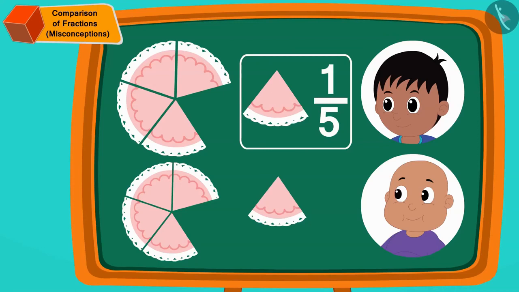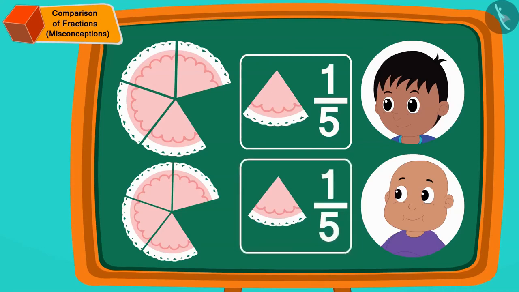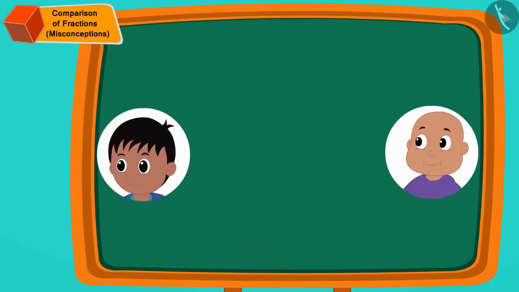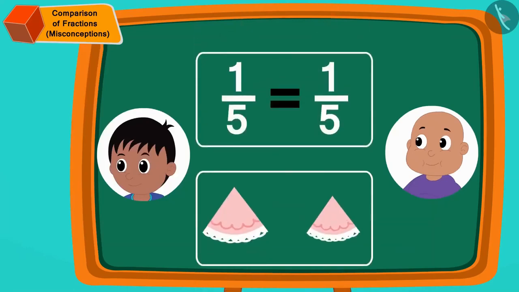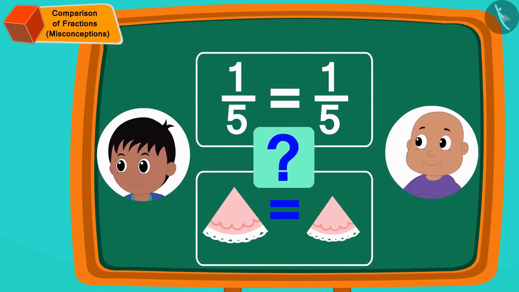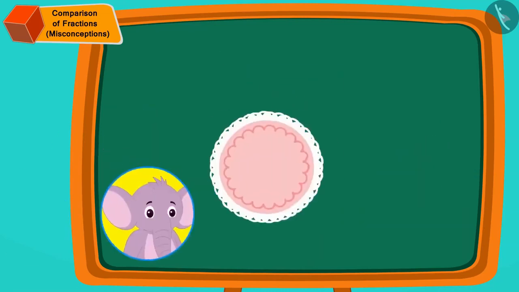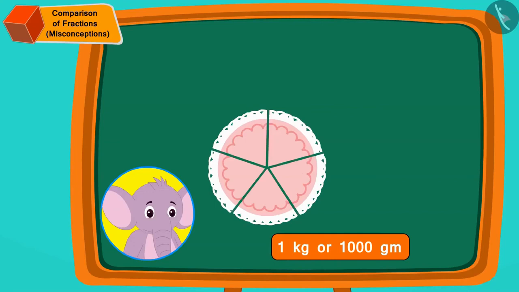The fractions of the cake that Raju and Bablu got are the same. But is the amount of cake they got also the same? Appu's cake is 1 kg or 1000 grams. Now, if we divide it into 5 equal parts, then how many grams is each part?